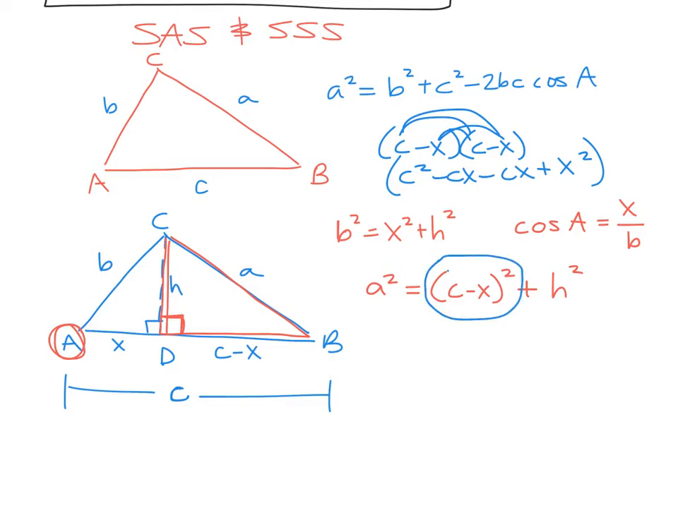Okay? So what I'm going to do is replace those things in the next little piece here. a squared equals, and I'm just going to take this and put it in there. So c squared minus cx, that's minus 2cx plus x squared. And then we still have the plus h squared tacked onto that.